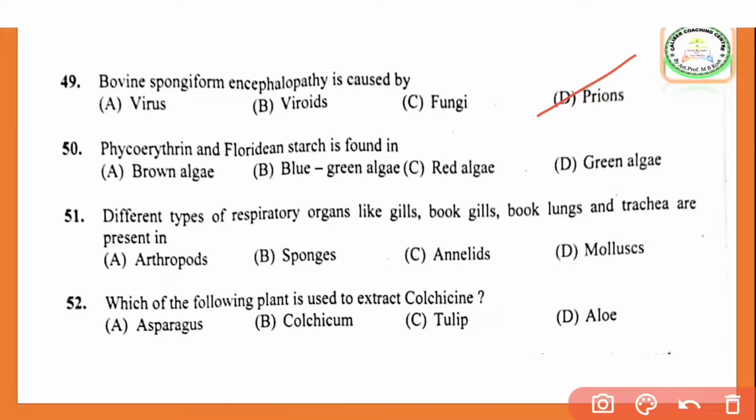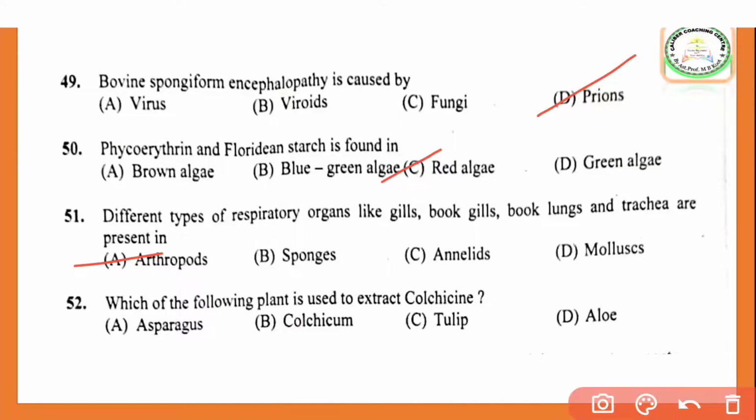Phycoerythrin and floridean starch is found in brown algae, blue green algae, red algae, green algae. And the answer for this question is red algae. Yes. Different types of respiratory organs like gills, book lungs, and trachea are present in option A, arthropods.